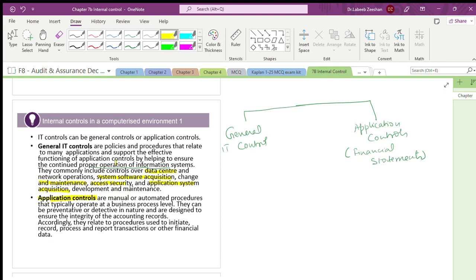What are the application controls? They are the controls or procedures to initiate, record, process, and more importantly, report transactions. They can be preventive or detective in nature. We can prevent it, we can detect it, in terms of ensuring the integrity of the accounting records. In other words, we are talking in terms of financial statements.